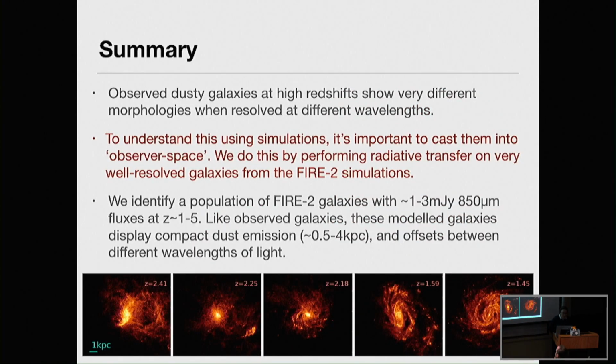So just to summarize, observed galaxies at higher redshift show different morphologies when you observe them at different wavelengths. And to understand this, it's quite important to cast your simulations into observer space. So we've done this via radiative transfer, and identified a population of galaxies with millimeter fluxes similar to what we observe, that also have quite compact dust emission and offsets between different wavelengths of light. So thank you very much.